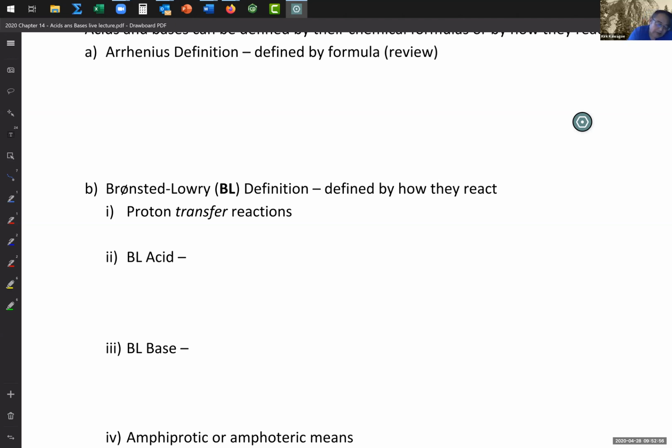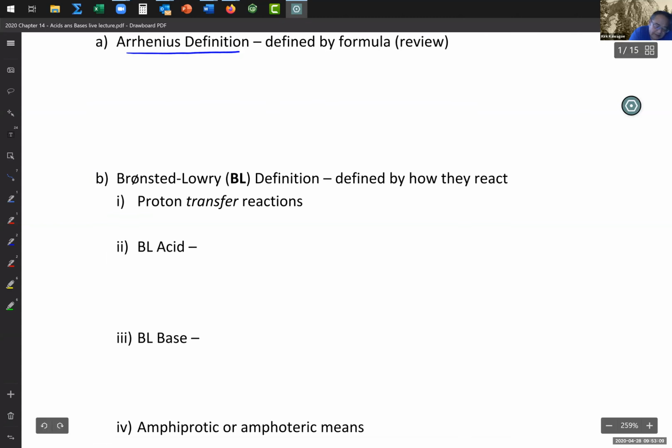Okay, so the definition you guys know of acids and bases is known as the Arrhenius definition, and you may or may not know that you know this, but it goes like this. HCl is an acid, right? And you guys remember how we know that that is an acid?